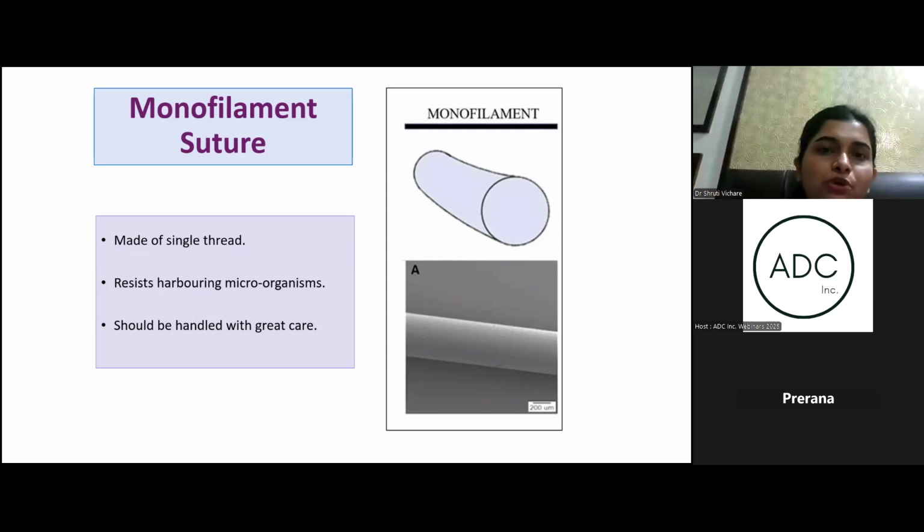One thing again, I'm repeating: since this suture has a smooth surface, it does not have crevices and it does not have interstices, so bacterial harboring is next to nil. All the more since it is very smooth, the slipping chances of the suture through the tissue are very common, and hence a lot of these sutures are very technique sensitive and a lot of skillful handling is required. Multiple knots are required, correct?